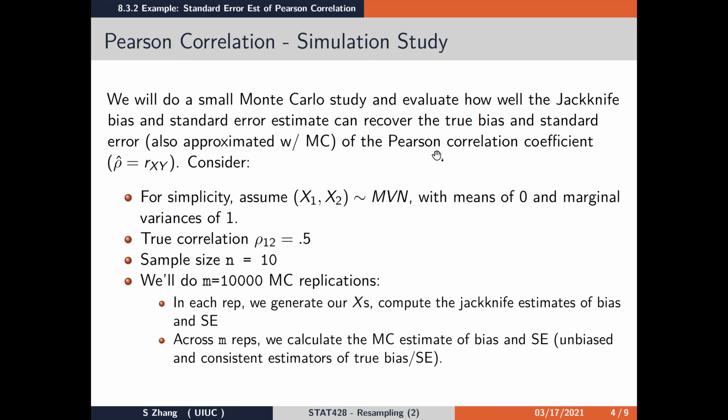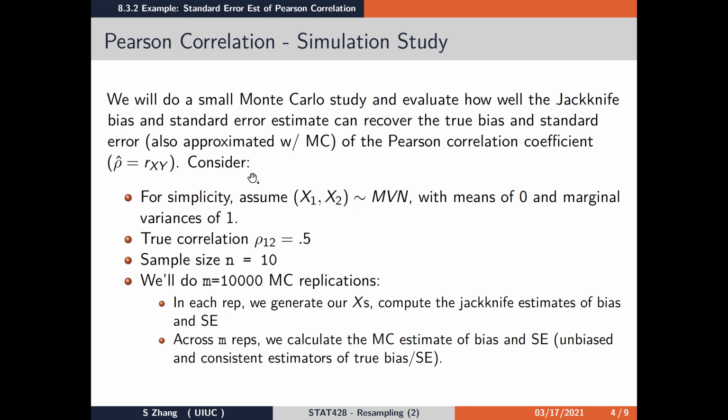Also note that the Pearson correlation coefficient is usually denoted by Rxy. This is an estimator for the true rho, the true correlation between x and y. So here we are going to denote the Pearson correlation coefficient instead by rho hat. We are using this notation just to express that this is an estimator for the true rho. We're interested in the bias and the standard error of rho hat, and we'll use Jackknife to estimate its bias and standard error.